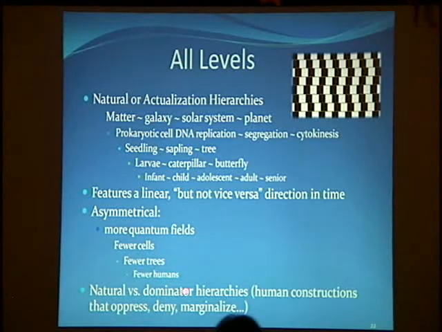Now we come down here to dominator hierarchies that are human constructions that oppress, deny, and marginalize. The church, corporate structures that deny and oppress, that dominate. These are things that we want to attempt to deal with and improve, right? So there is a legitimate criticism of dominator hierarchies in the human world. But in the natural world, there are all of these natural hierarchies out there. And what Wilber tried to do is make sense of it. There are all these hierarchies. How do they all fit together?